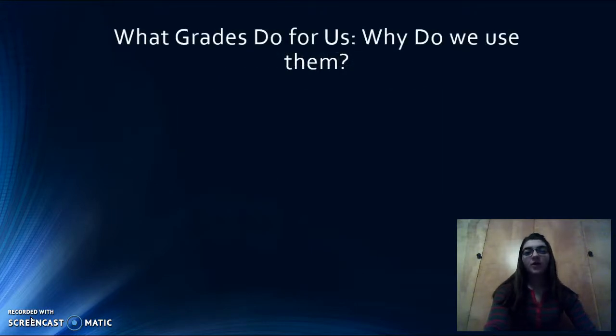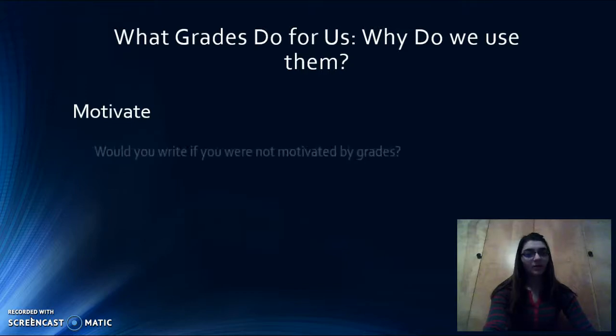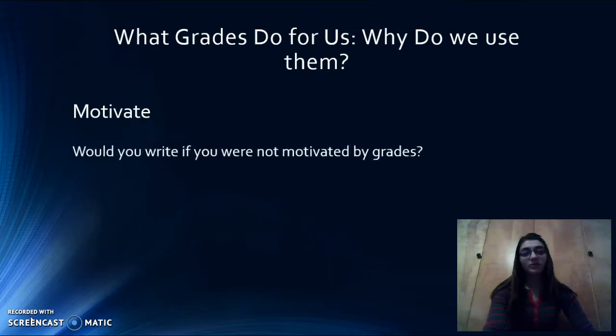So what do grades do for us as teachers? Number 1, they help us motivate students. Would you write a paper or some kind of research if you were not motivated by a grade? I know as a student I probably would not have. So how can we motivate? There are 4 things that Baldwin suggests we can do to motivate without a letter grade.